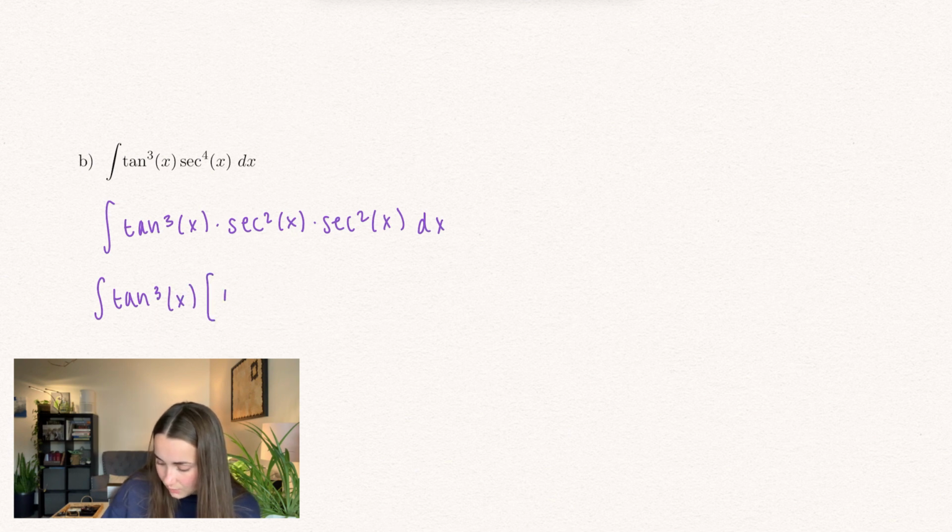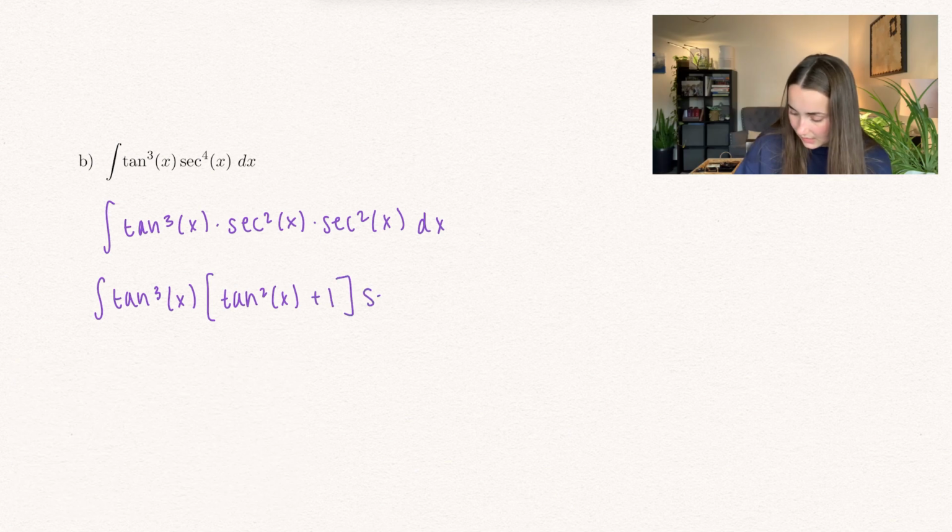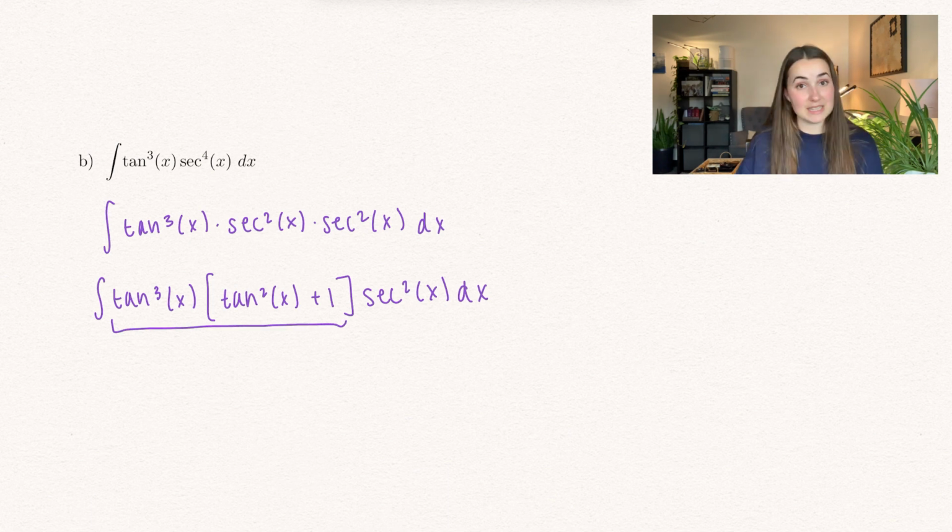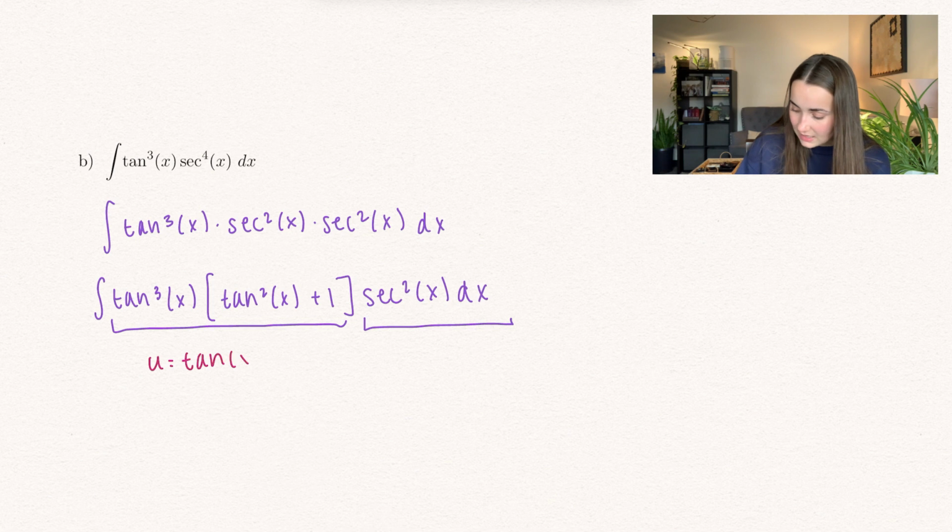So let's go ahead and use its identity. Secant squared is equal to tangent squared of x plus 1. And then we multiply that by secant squared of x dx. So now most of our antiderivative is in terms of tangent, and I have our remaining secant squared of x dx. So this is very helpful. We can go ahead and set u equal to tangent of x, and we get our corresponding du is equal to secant squared of x dx.